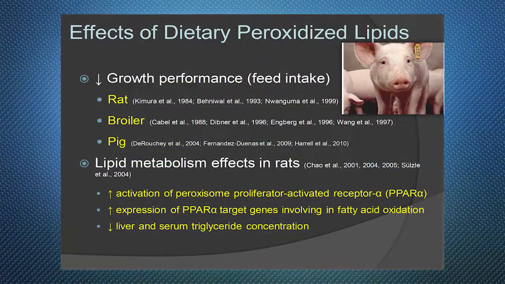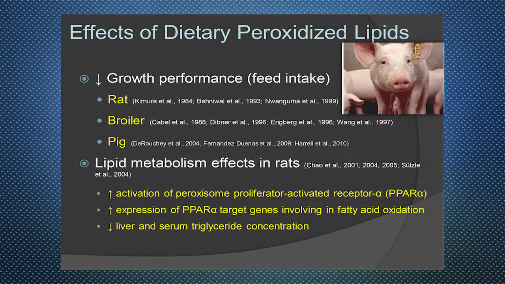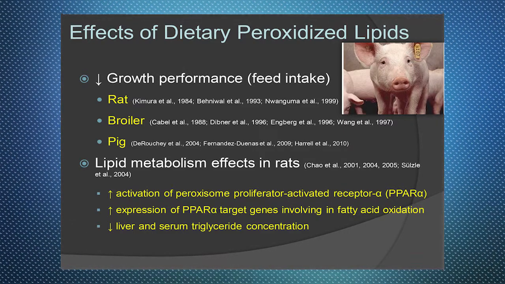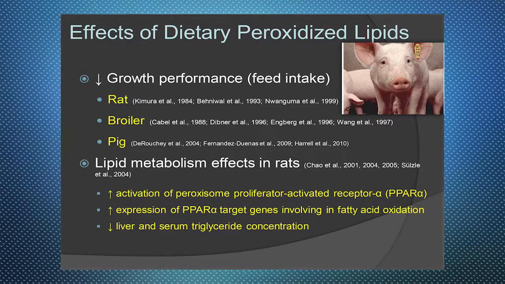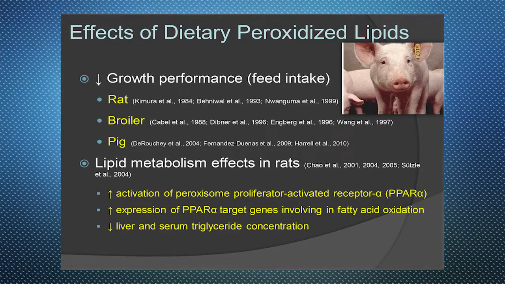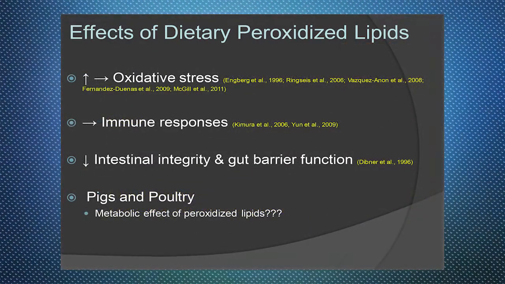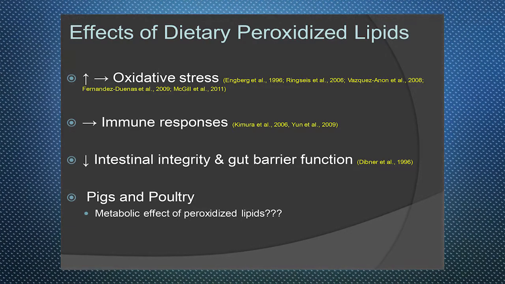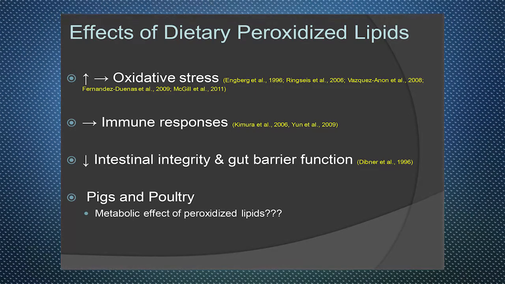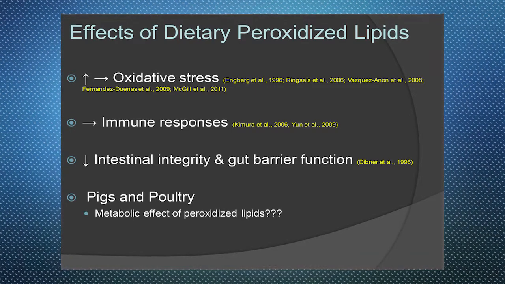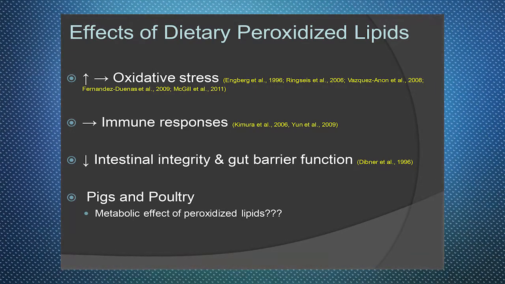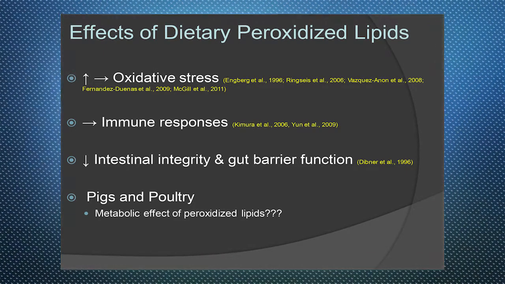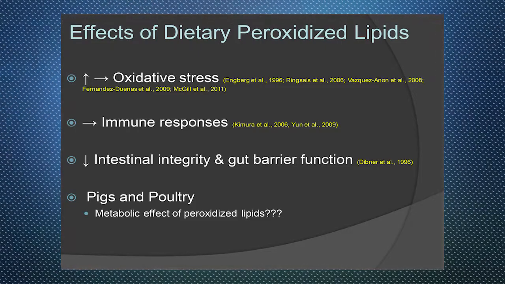So looking for a method. Quick scan of literature. Peroxidized lipids can decrease performance, largely due to feed intake. You can have some lipid metabolism effects. You may or may not induce oxidative stress. Immune response, not much data there, but basically nothing. Intestinal integrity, you say it was a less poor gut function there. But really not much data there.